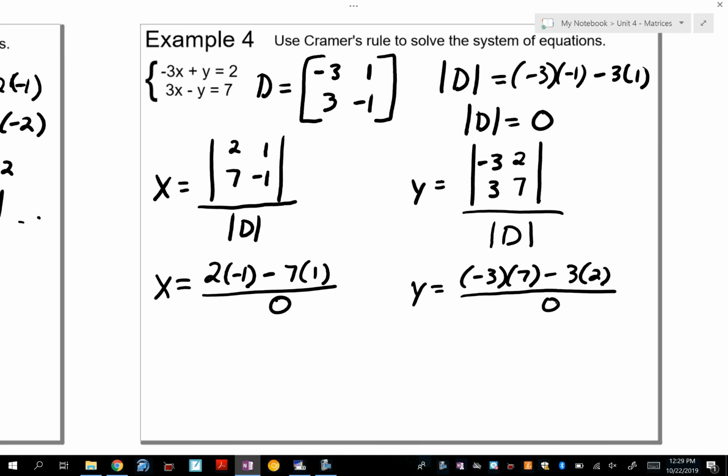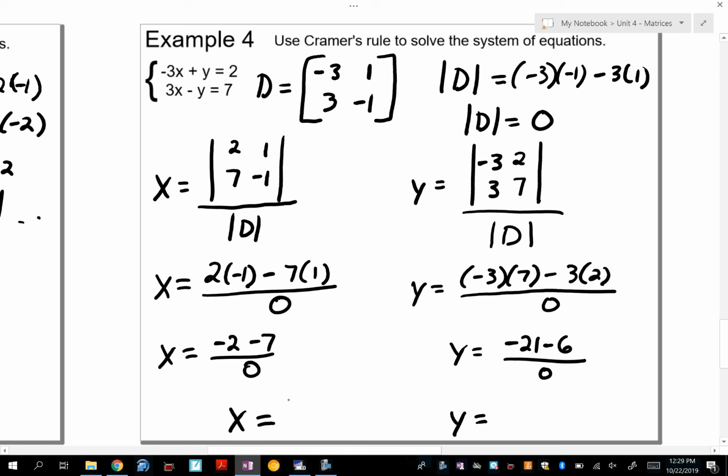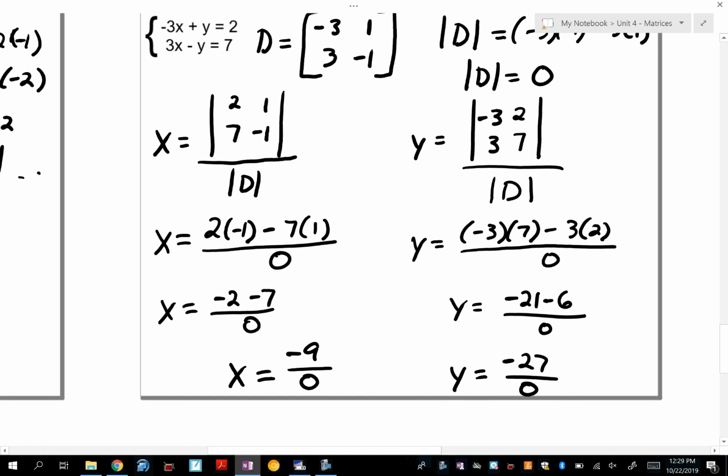All right, so x equals -2 minus 7 over 0. And y equals -21 minus 6 over 0. So what are my fractions going to be? -9 over 0. Very good. So you're going to analyze those fractions. Is everybody looking at those two fractions? Obviously, I can't divide by 0. But what do you notice about the numerators? I don't care what they are. Do you see any of those being 0? No. If neither of the numerators are 0, then this is no solution.